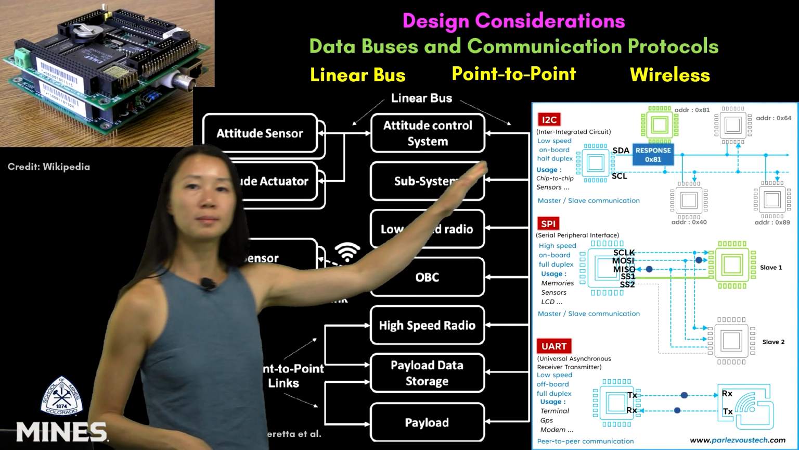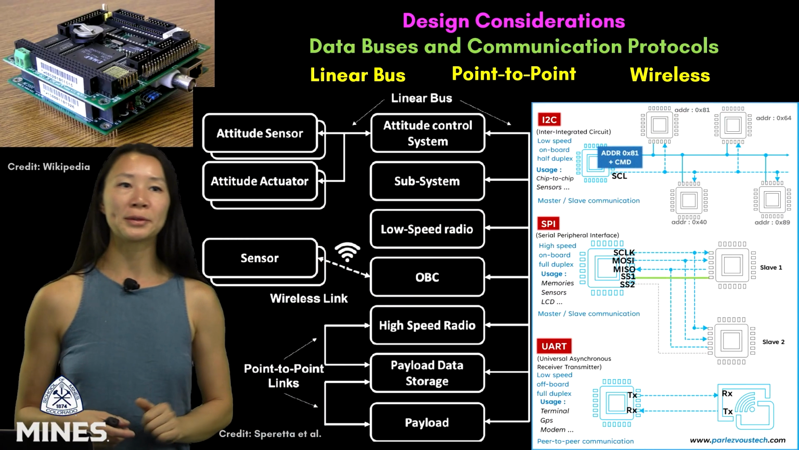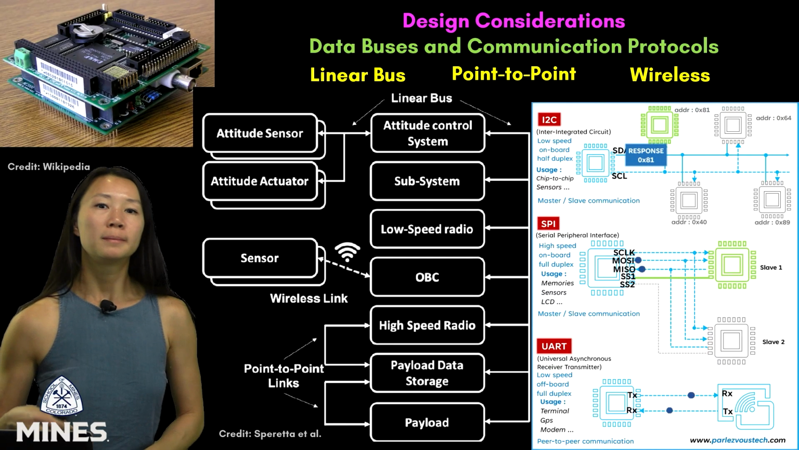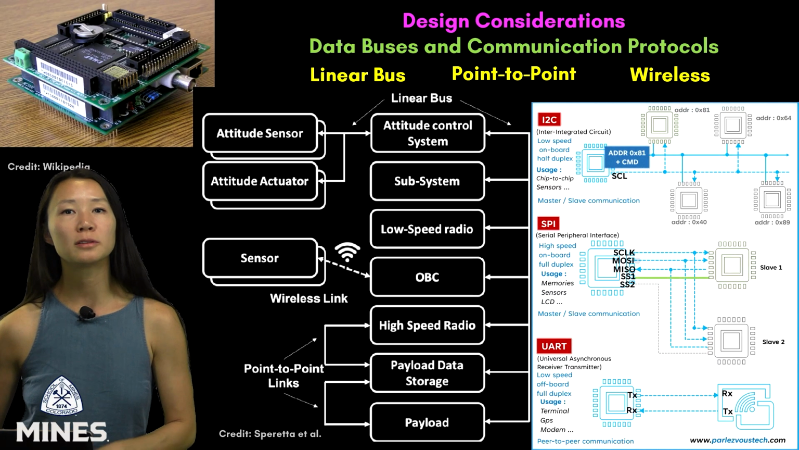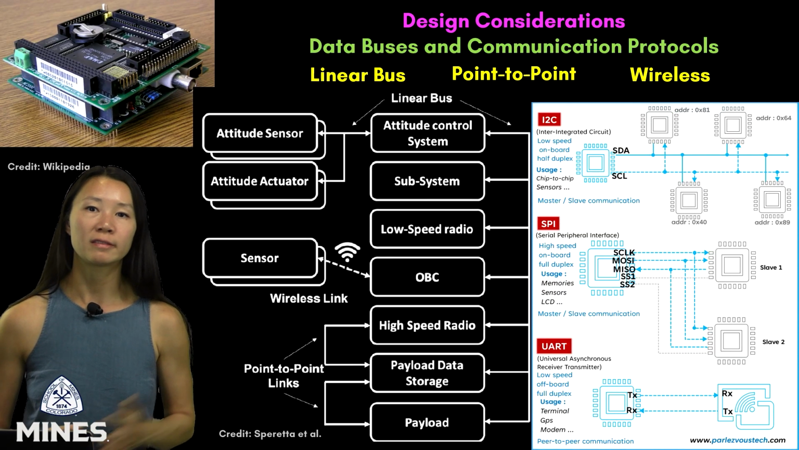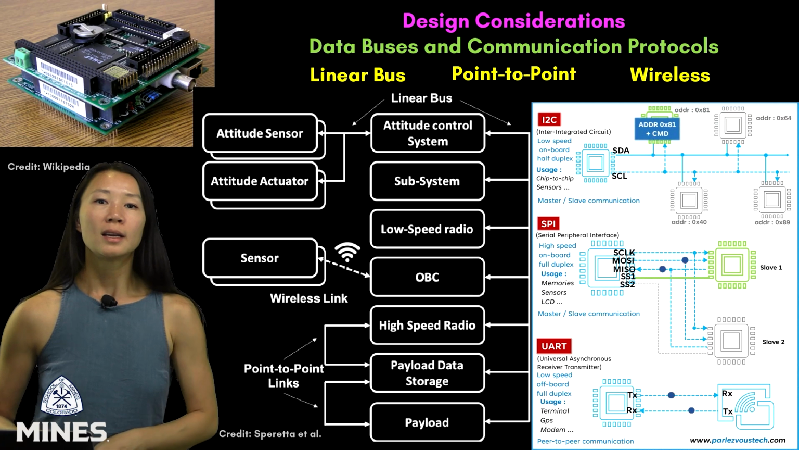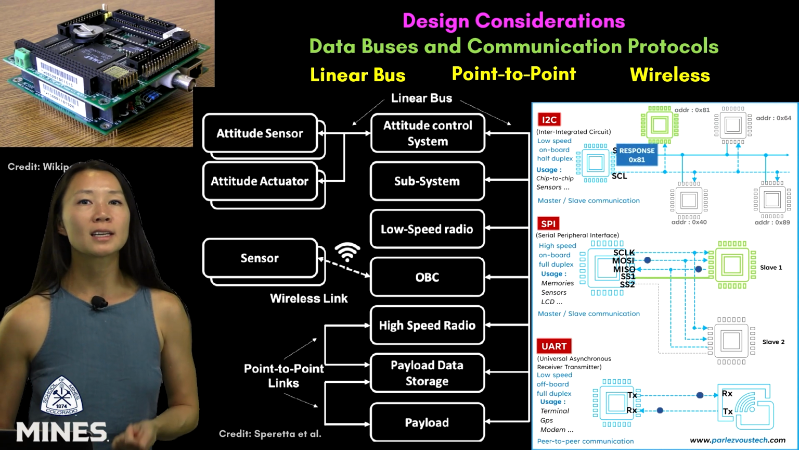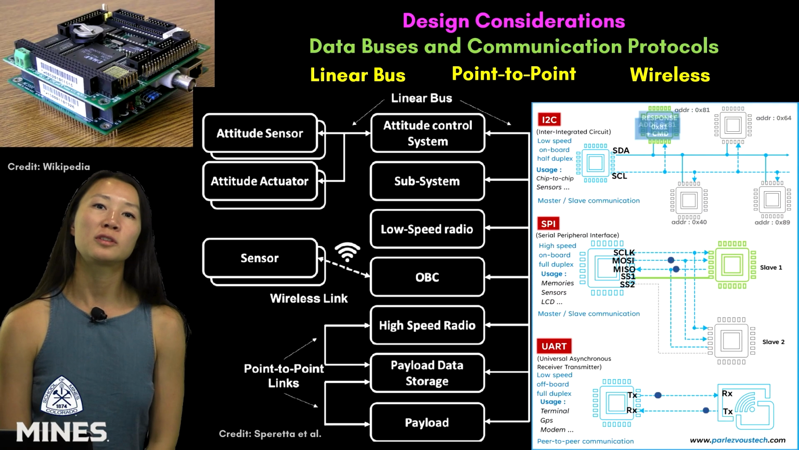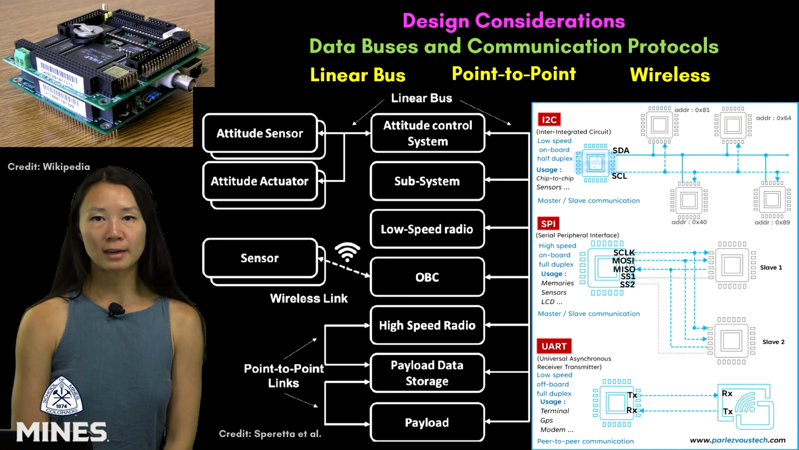I2C, which is on the top, is a linear bus protocol that uses just two lines. It's simple and space-saving, but fragile and limited to low-speed operations. SPI, or Serial Peripheral Interface, in the middle over there, is a point-to-point protocol that's fast and full duplex, meaning it talks both ways. It's often used for memory and sensors where speed matters.